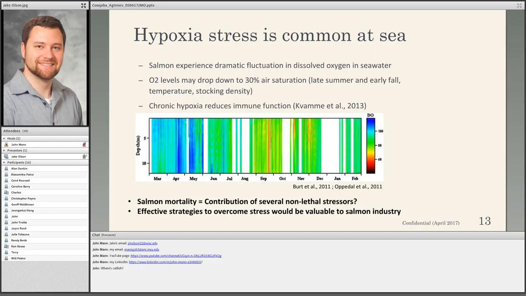And it's actually really interesting. This group did a lot of work on this topic, and you can see that salmon will avoid light by diving down deep into the water. And once they get hit with even an acute wave, less than 24 hours, of hypoxia, you can see the behavior of the salmon change, and they'll swim up and away from that. So clearly a species susceptible to hypoxia. And so our idea here is that the salmon mortality that's observed at sea, this 10% on average, could easily be a contribution of several acute and chronic non-lethal stressors. And so we've been looking into strategies to overcome this stress.